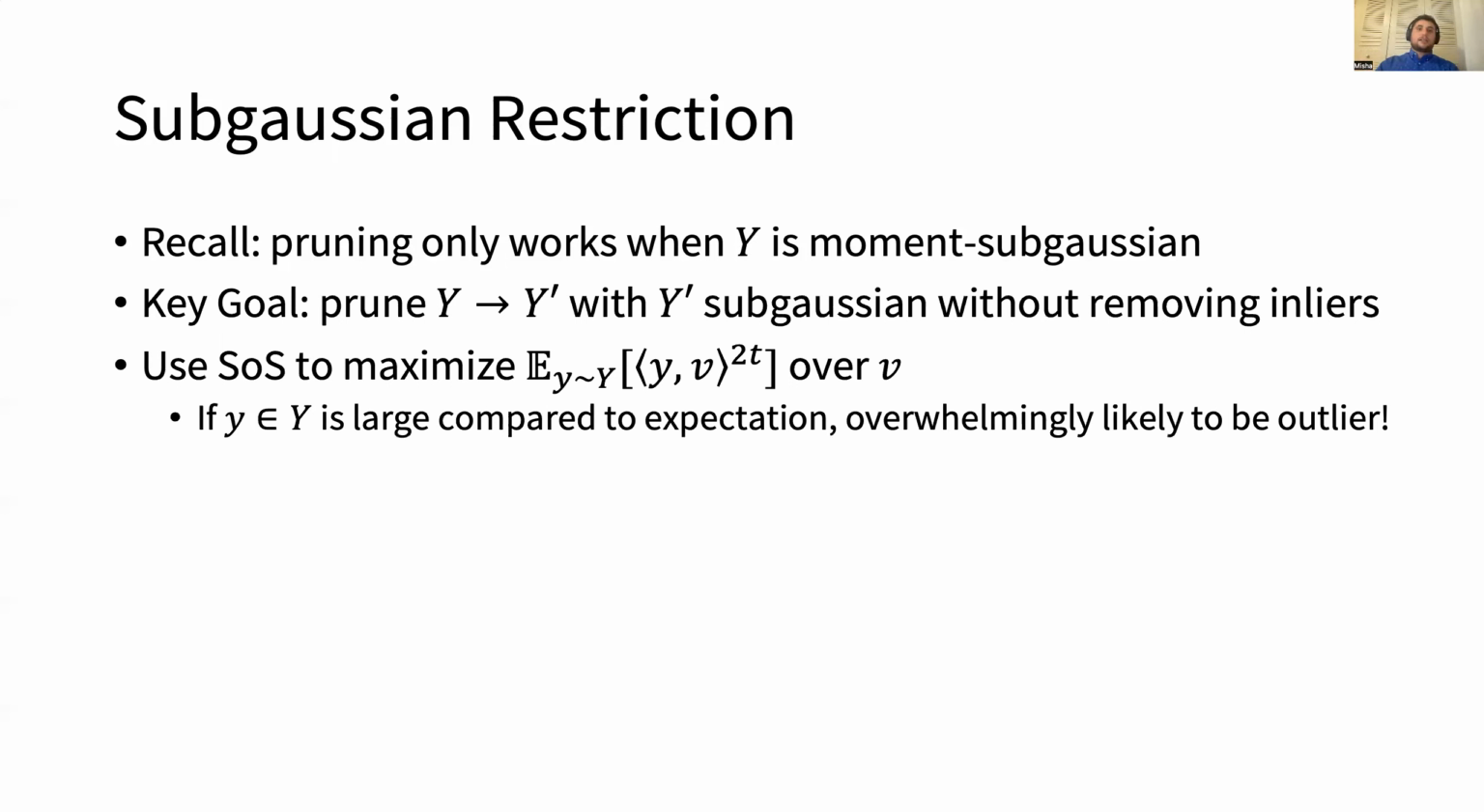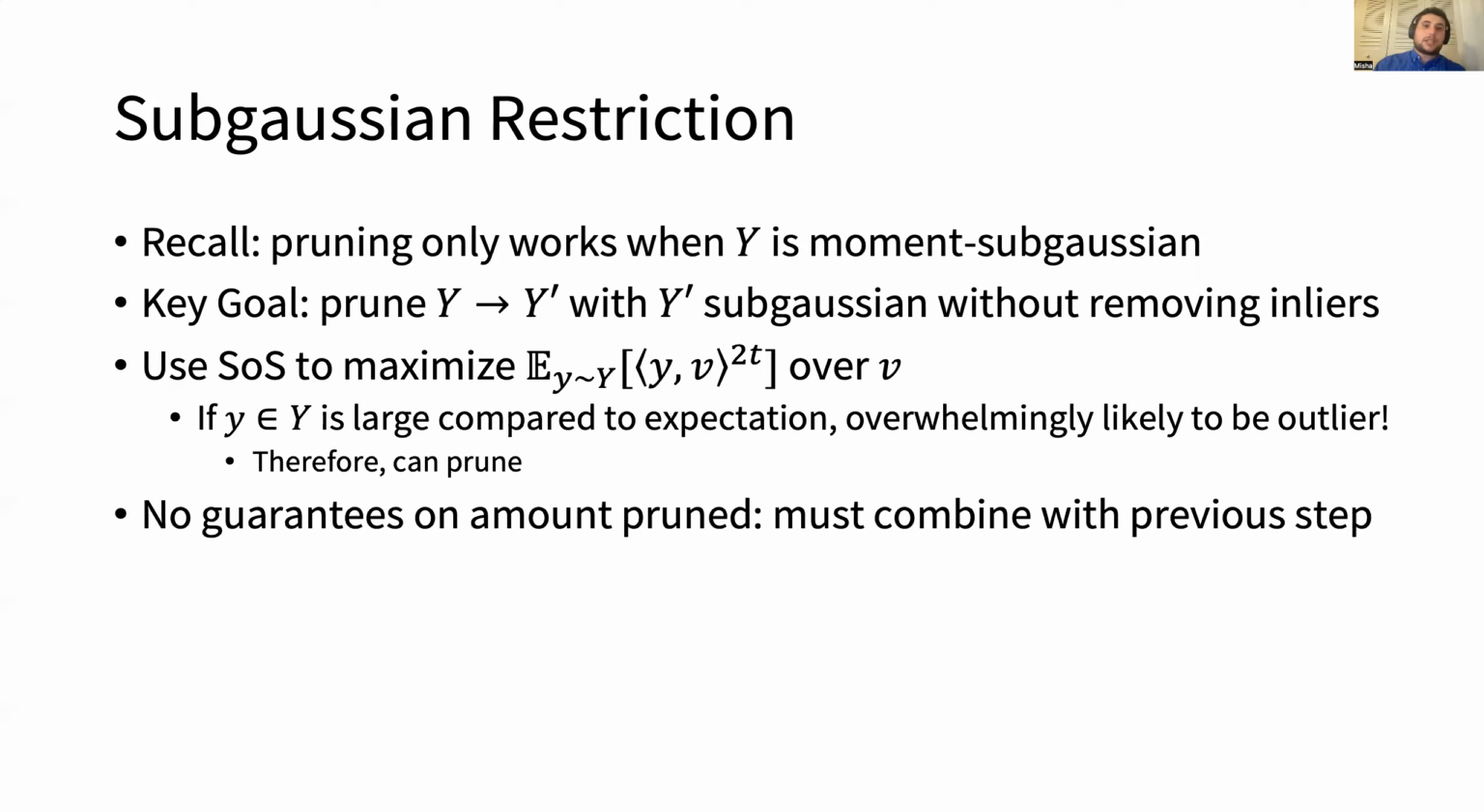And what does this actually mean? This says that when we find such a vector V, when we round it out, if some Y is large compared to this expectation, it's overwhelmingly likely to be an outlier in this direction. So therefore, we can prune it out. One issue here is that we have no guarantees on the amount pruned. For example, if our list is already sub-Gaussian, we don't know at all if we're going to prune anything. And that's where we must combine this with the previous step, where we know if we are not sub-Gaussian, we will prune a lot.